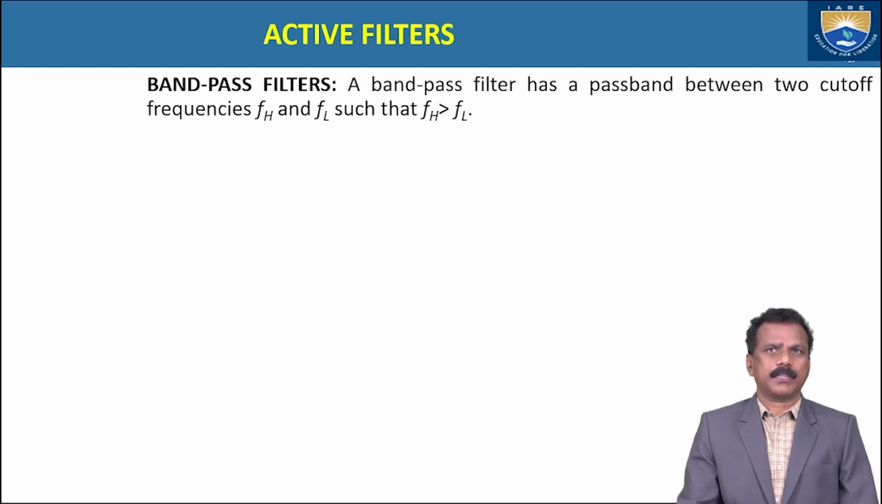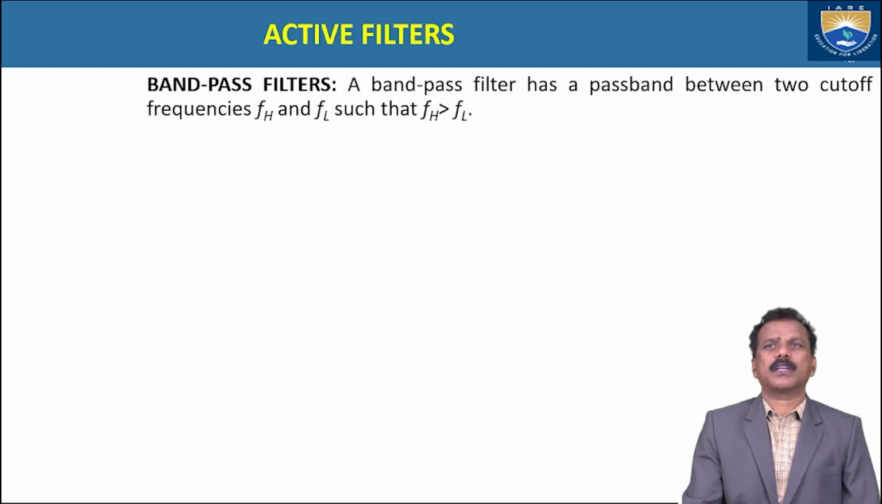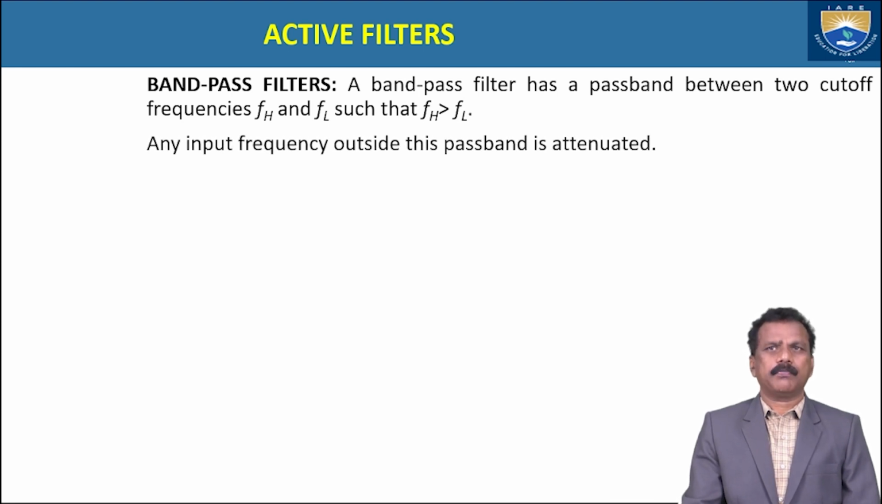Okay, next coming to the band pass filter. The band pass filter has a pass band between two cutoff frequencies, FH and FL, that means high frequency and low frequency, such that FH is greater than FL. Any input frequency outside this pass band is attenuated.